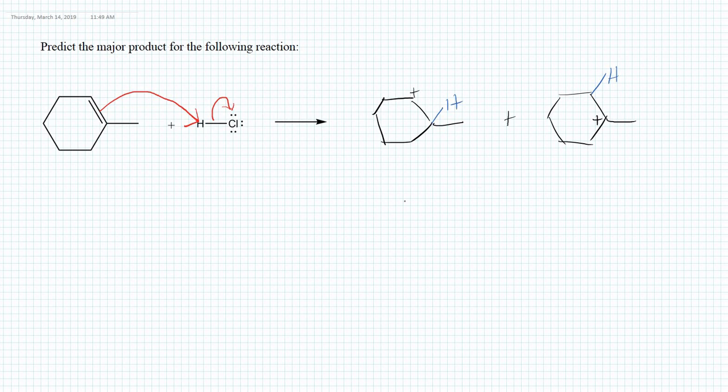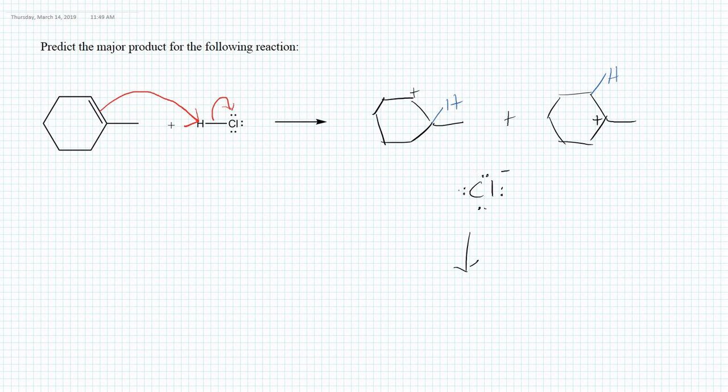Then we will have the chloride anion. Let's write here chloride anion, Cl minus. So we have two possible intermediates based on the carbocations, and this is the first step. In the second step, now the chloride anion is our nucleophile, and the positively charged carbons, or carbocations, are electrophiles. So we might have two possible reactions here, having chloride and these two carbocations as reactants.